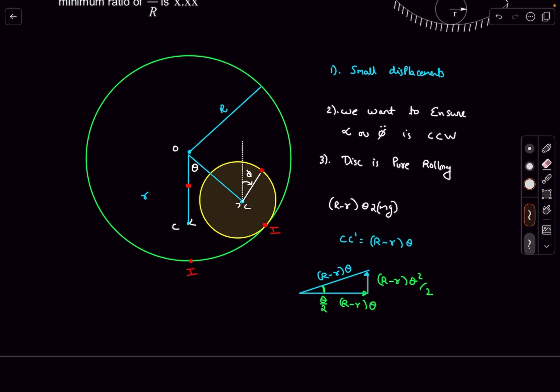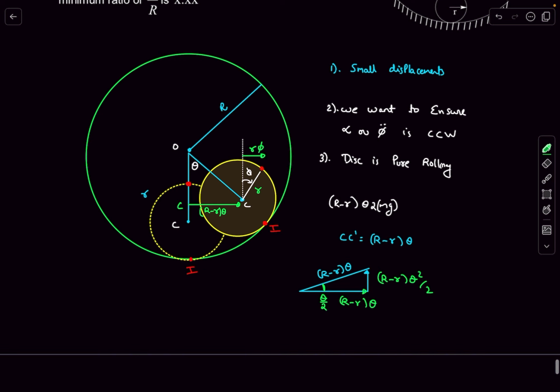So what I'm going to do is, just for clarity, draw it as horizontal. This distance, once again, I'm still considering as CC dash, and I'm going to say it is capital R minus small r times theta. Now this distance over here, which is the distance of the point mass from this vertical line passing through C, is very easy to figure out. It will be the radius of the small disk times this angle phi. So this is just going to be r phi, right? And once again, it's because phi is very small.